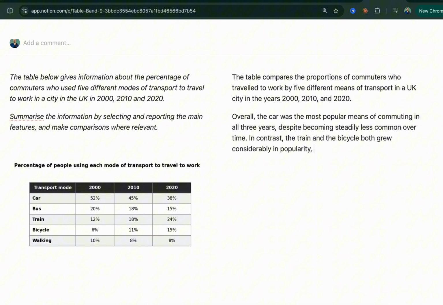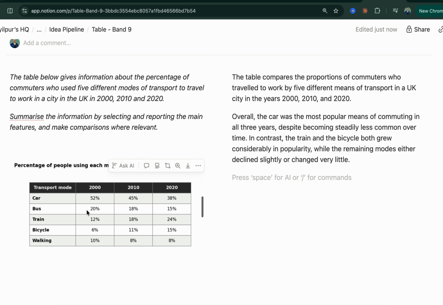Popularity. Yep. While the remaining ones, what are they? The remaining modes were, if I'm not mistaken, bus and walking. What happened to them? They either declined slightly or changed very little. And that's also true because if we check bus, it actually reduced by 5% in 2 decades, and walking reduced by 2%, again in 2 decades.